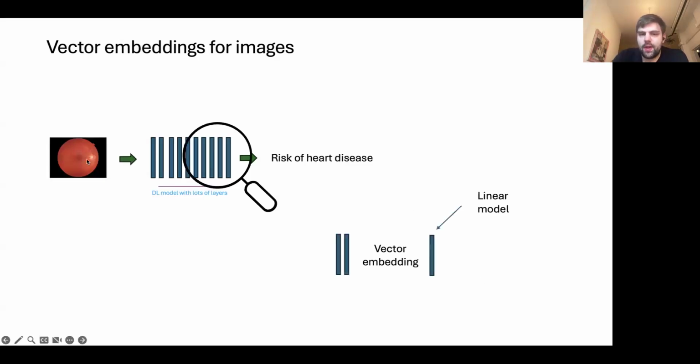If we zoom in at the very end of our network, after the penultimate layer, we get a vector embedding, and then we just have a linear model, a linear layer, that converts this vector embedding into, for instance, the risk of cardiovascular disease.